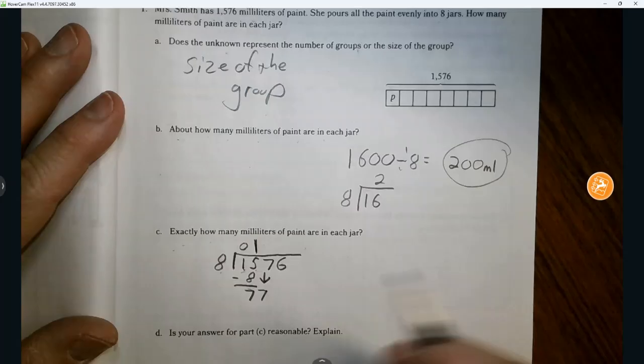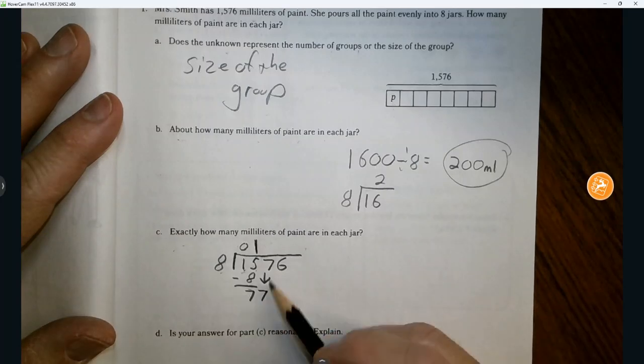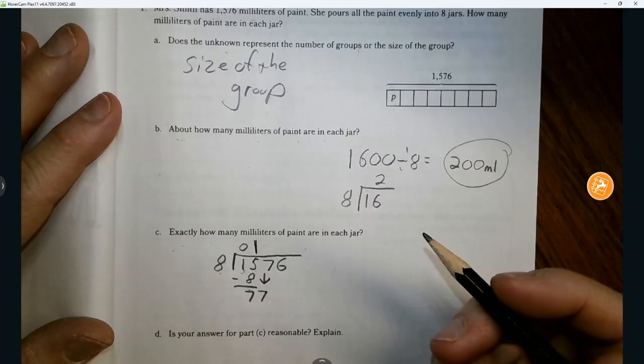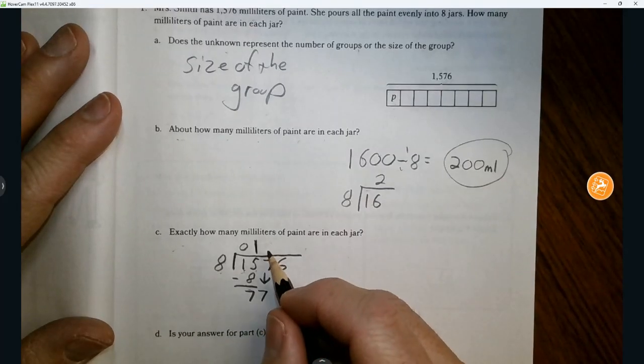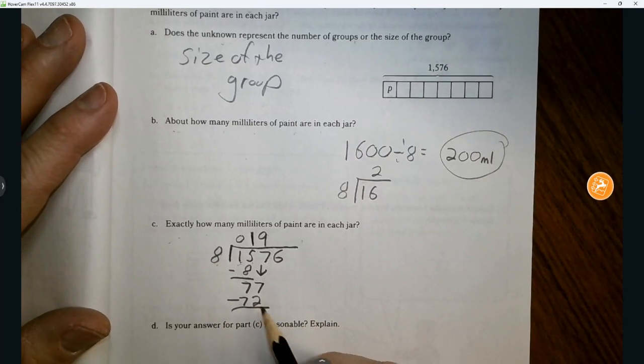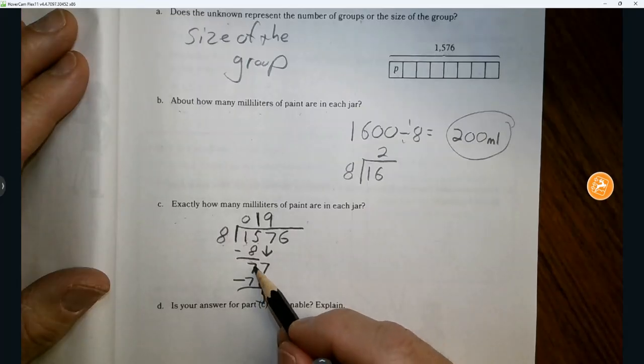How many times does 8 go into 77? Real quick, if we said 10, that would give us 80, but we can't put a 10 there. So it's 9. What's 8 times 9? Yep, 8 times 9 is going to give us 72. Okay, so now 72, we have 7 minus 2 is 5, and 7 minus 7 is 0.